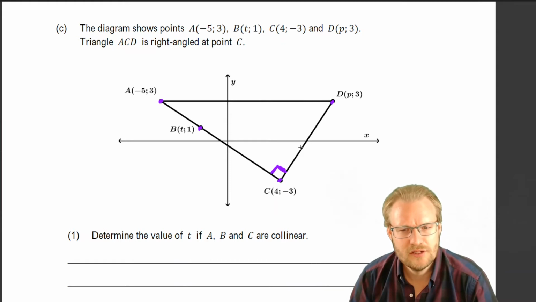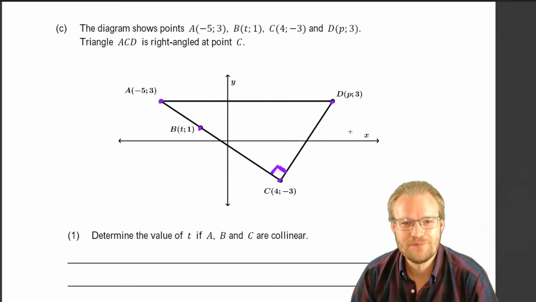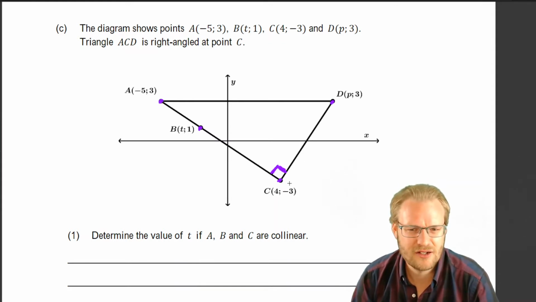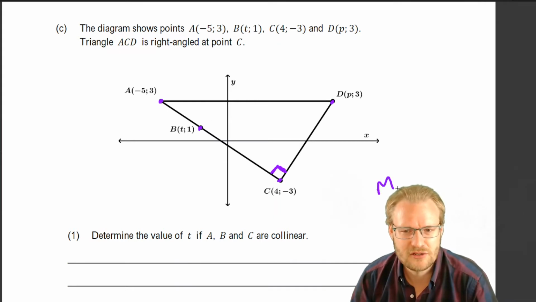Well, I'd say that their gradients, when you multiply them together, give you -1. And if that's the case, then if you've got the one gradient, you can work out the other gradient. So already we can work out the gradient of AC. Look at that, there's a point, there's a point. You know that gradient is just rise over run.